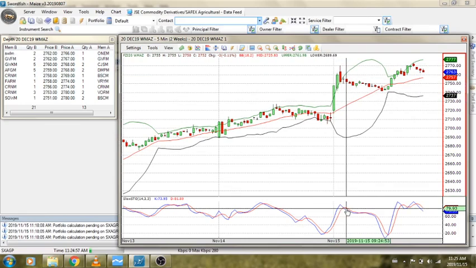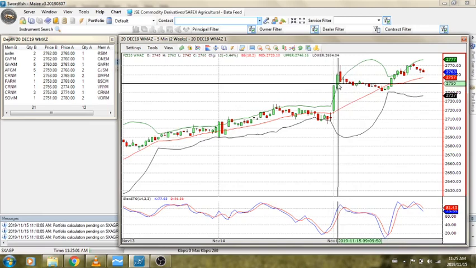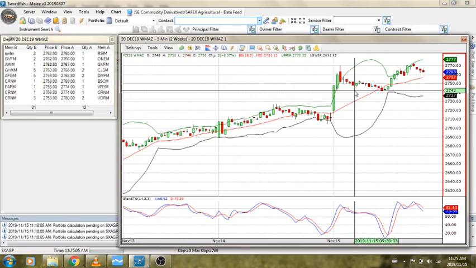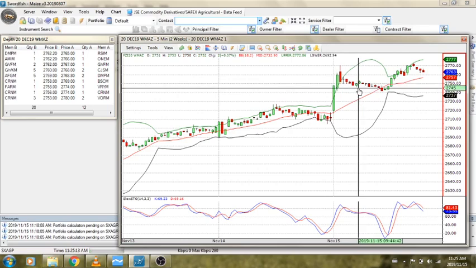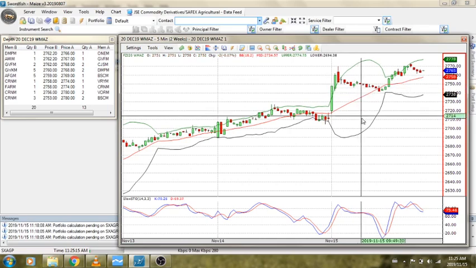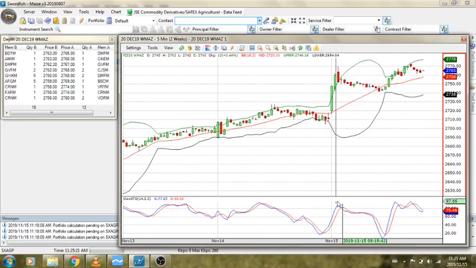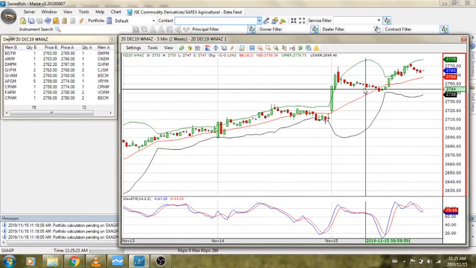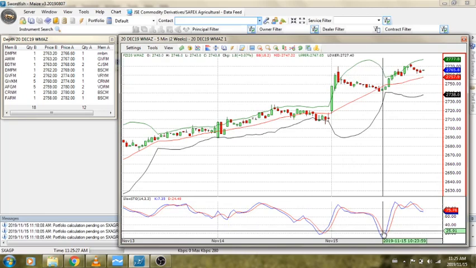We can see that the stochastic was very overbought, which I loved. And actually, I went short on 2,750 and I held to 2,745. But again, you can actually hold on to the position, and you would have made a very nice profit as well because of the stochastic being high. And once we saw that the stochastic became oversold again.